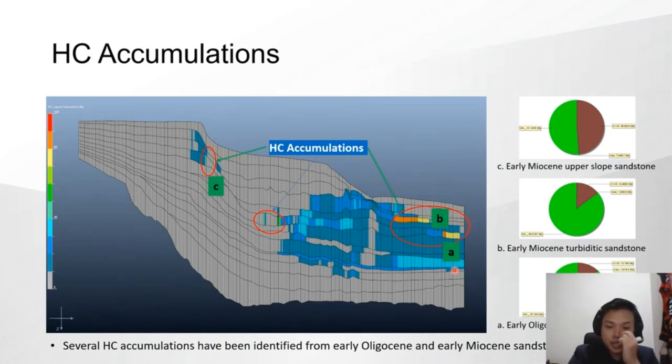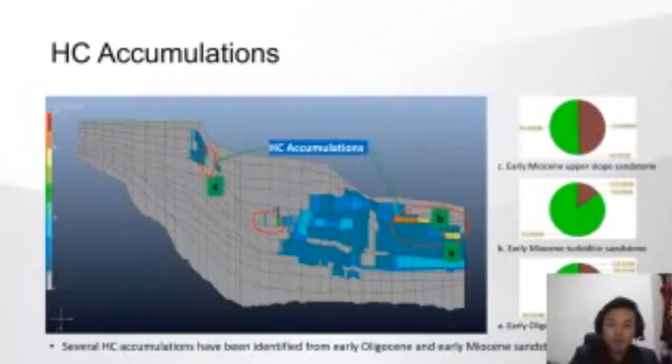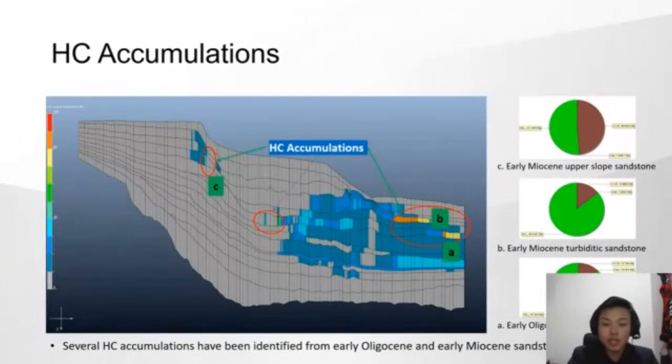For B, it is identified as early Miocene turbidite sandstone that has a total mean mass of hydrocarbon gas around 40%, and the rest is hydrocarbon liquid. For C, it has around 50% of hydrocarbon gas, and the rest is hydrocarbon liquid.